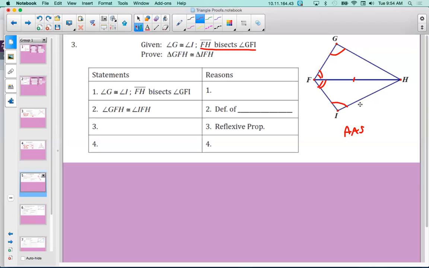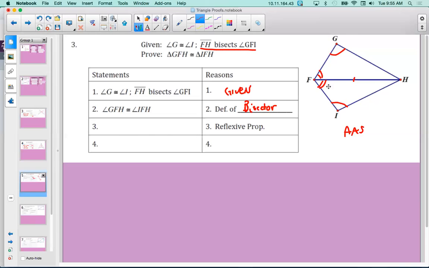I can't use angle side angle because the side is not in between the two angles. It's outside the two angles. Again, I can't use this fact as the angle, but I can use it to put a statement that the angles are congruent. Let's see here. Oh, first one's given. I can say angle GFH is congruent to angle IFH because of definition of bisector. Because we know that FH bisects this angle, these two smaller angles are congruent.